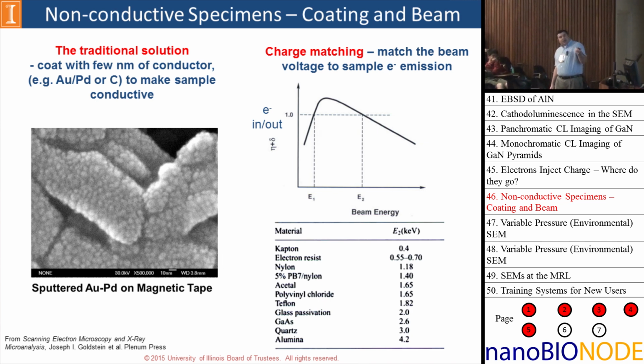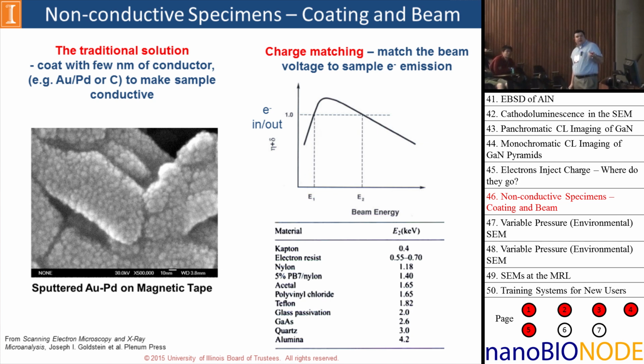So what happens here is that I've got a list of some common materials and the E2 point that you would want to match on your SEM. The idea here is that if you match this point exactly, your sample will emit just as many electrons as you insert into it. So your insulator becomes essentially, effectively, a metal.